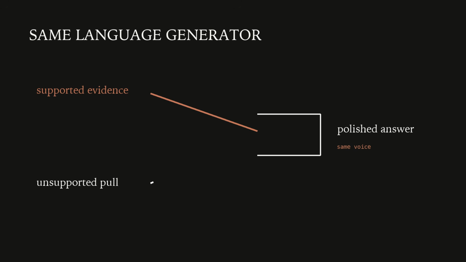Both answers come out through the same language generator. The supported answer does not have a special, honest voice, and the unsupported answer does not arrive twirling a moustache. They can sound equally polished.